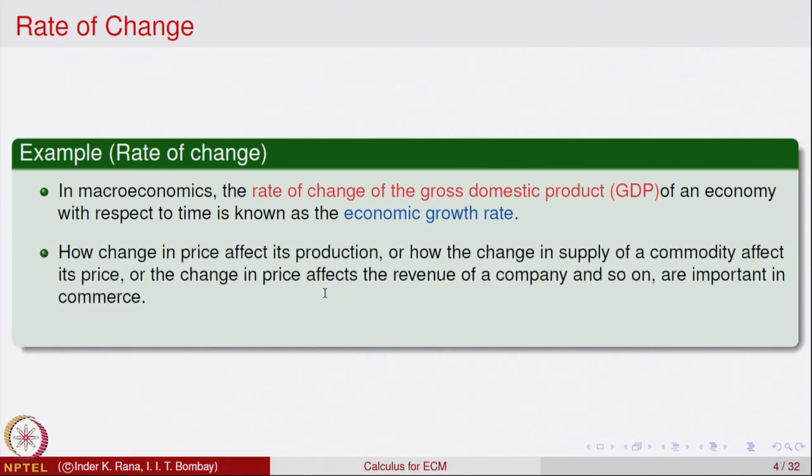How the price affects production, or how the change of supply of a commodity affects its price, change in price affects the revenue and so on. All these are important questions in commerce which one would like to analyze, understand, and come to a kind of theory, or tools which will help one to decide about giving answers to these kind of questions.